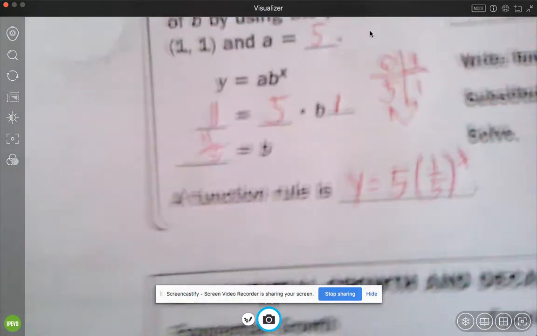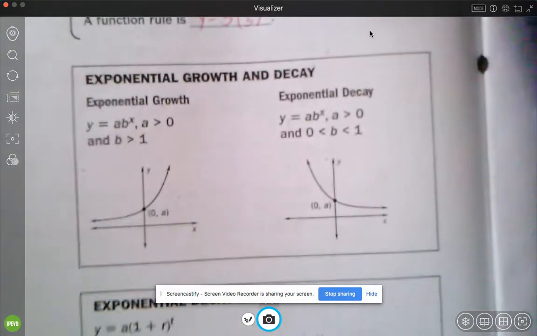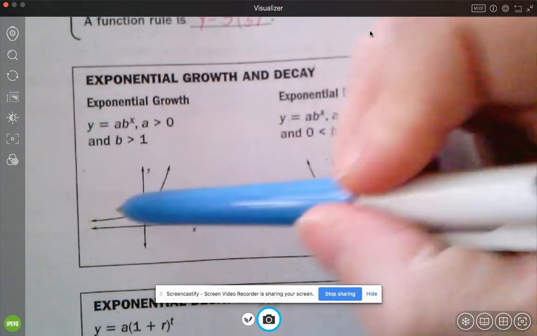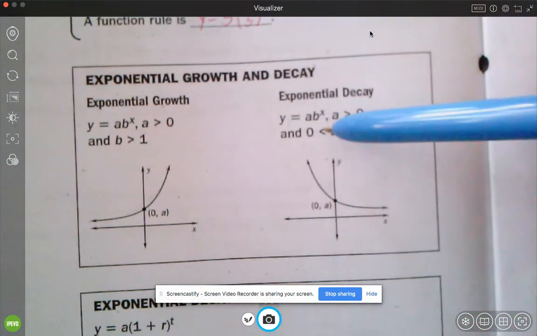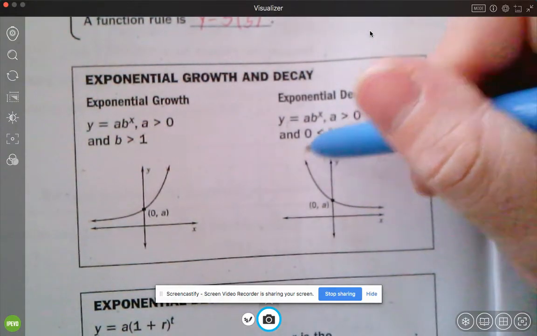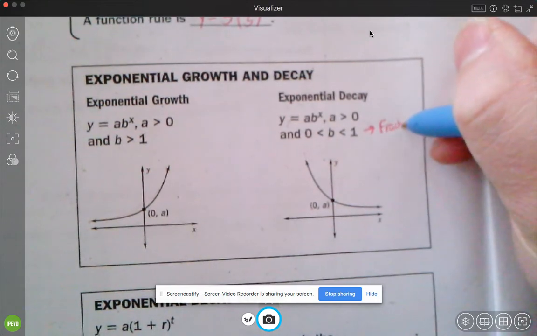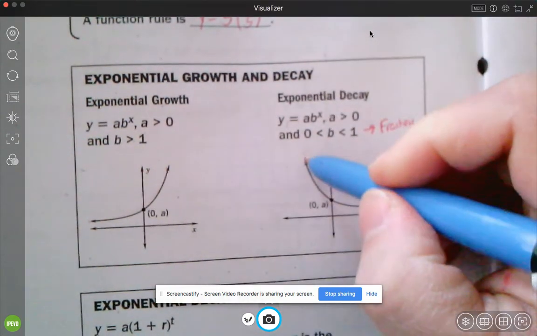So in the end, exponential growth and decay: growth has a b value that's bigger than 1, and decay has a b value that's between 0 and 1. So that gives you a fraction there. So again, decay goes like that.